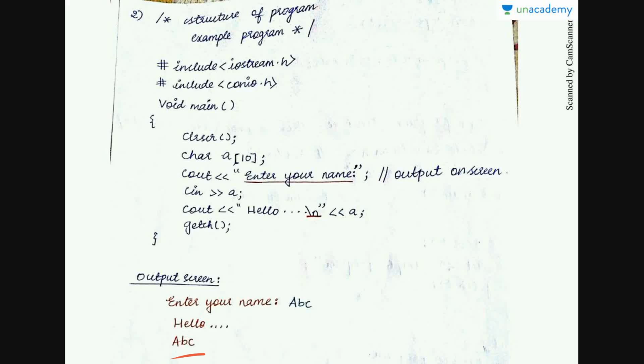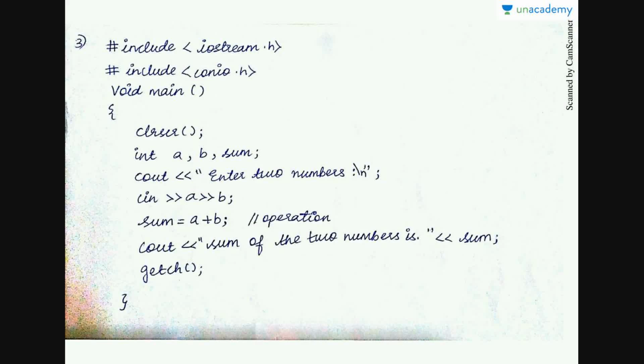Let us see another example. This example is to add two numbers. Okay, the first three statements are fine, I guess. Next you declare A, B and sum, three variables, in which we ask the user to enter two numbers. Hence we have cout enter two numbers, and the user will enter two numbers which are stored in A and B respectively. Hence you have cin A and B. Cin is nothing but the input which takes from the user and stores it into respective variables.